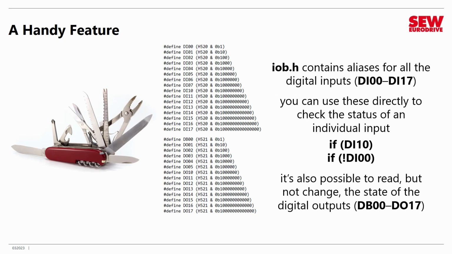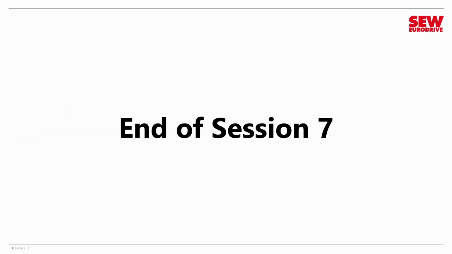IOB.h also defines the digital outputs. Now you can't alter these. This is to read what their current state is. Remember, there is a memory location, a system variable, H521, which lets you know the status of all the digital outputs, both the built-in ones and any on the option cards, and that's available too. So by all means, use that. This is a useful feature. Take advantage of it. And that is it.